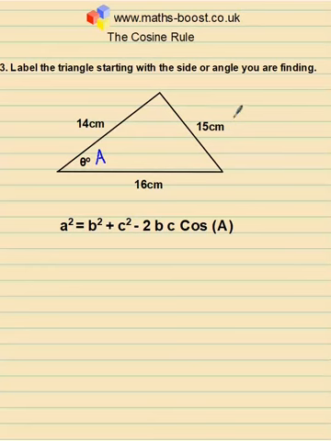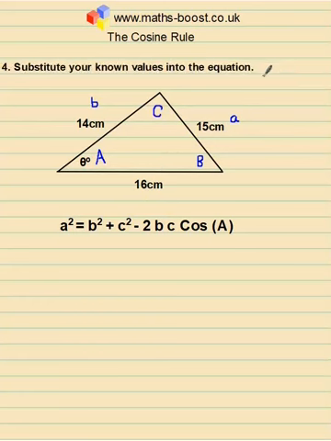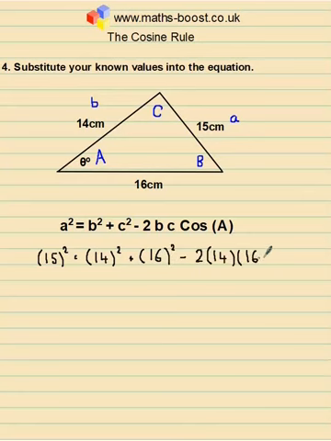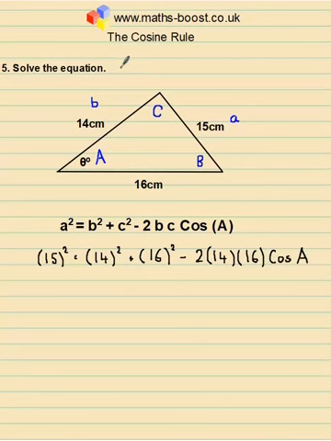Consequently, the opposite side will be lowercase a. And again, there's nothing to choose between these two sides, so I'll just label this length lowercase b. Consequently, the opposite angle is uppercase B, and this length lowercase c, and consequently the opposite angle is uppercase C. Step 4. Substitute your known values into the equation. Step 5. Solve the equation.